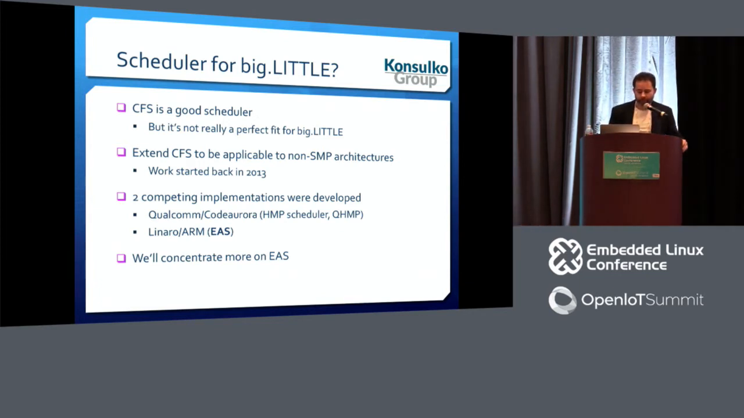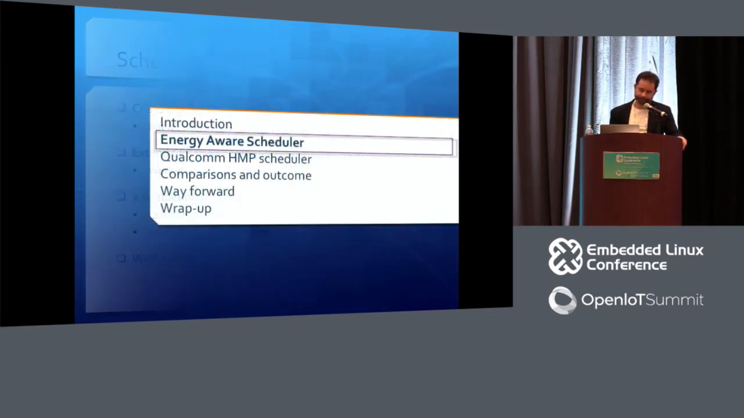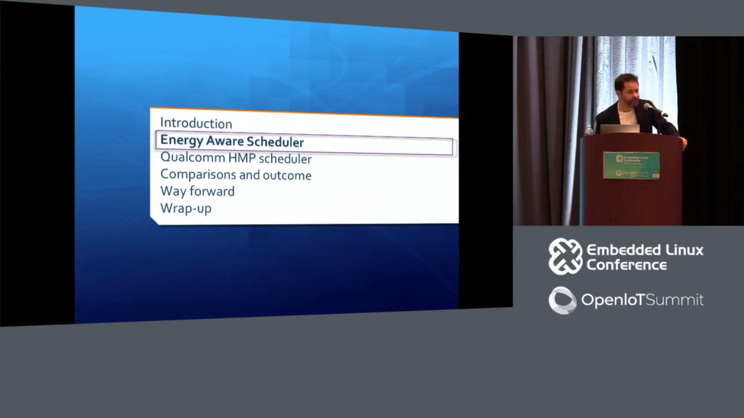So the idea was to extend CFS to be applicable to non-SMP and, well, first of all, big.LITTLE architectures. And this work dates back to 2013. And there were two main competing implementations. First came from Qualcomm Code Aurora, and the other one from ARM Linaro. And the latter one is called EAS, and we'll concentrate on that one. So let's pass over to EAS in detail.